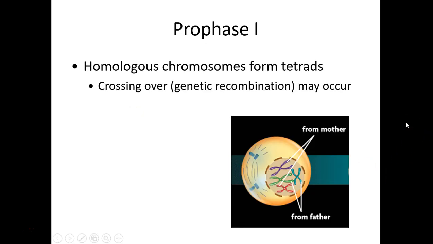So we have the same names of phases as in mitosis, so we will go through PMAT just twice. In prophase 1, homologous chromosomes form tetrads. The prefix tetra means 4. We end up with 4 sister chromatids, and crossing over, which is genetic recombination, may occur. So let's dig into that.